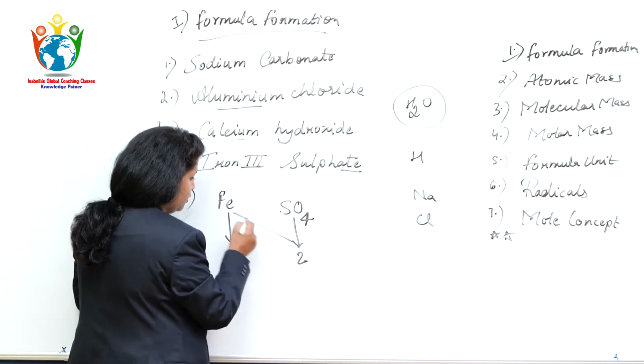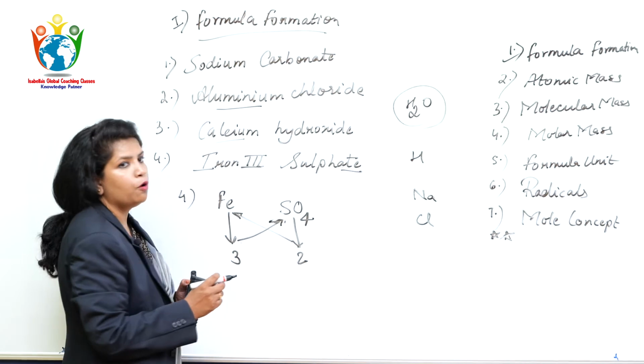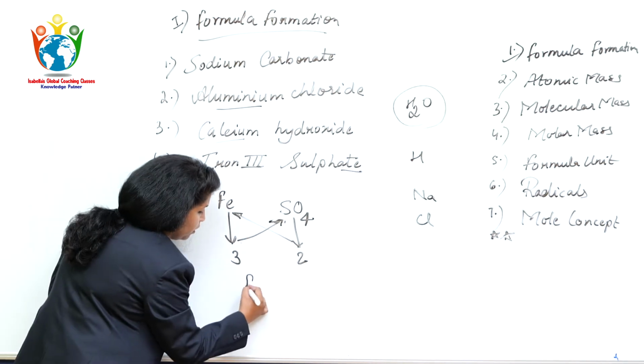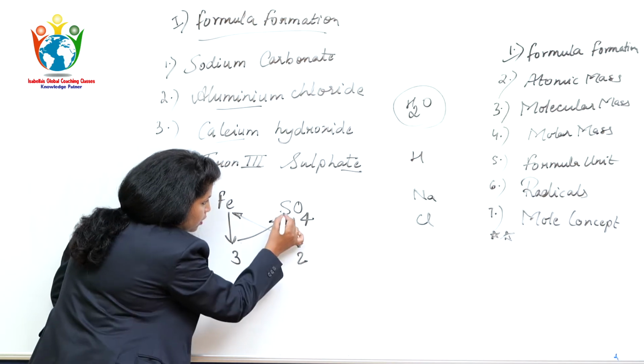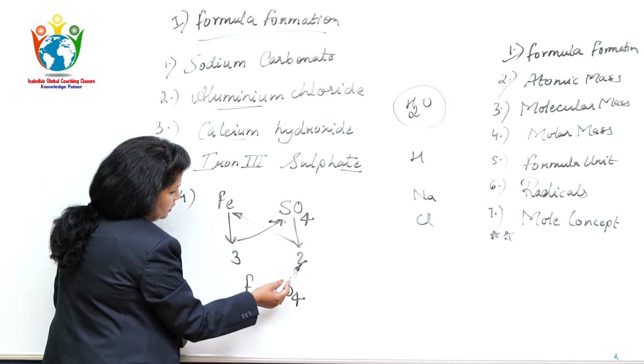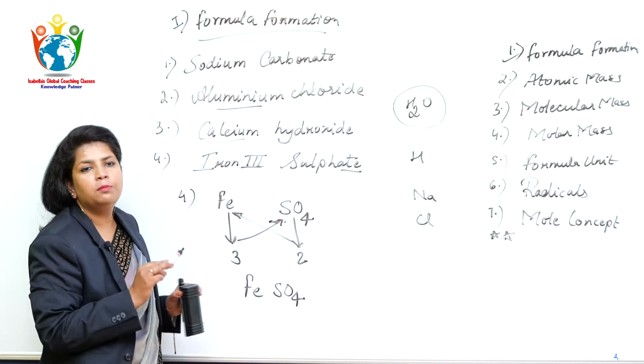In the paper, the question will come: please frame the formula by the crisscross method. This is crisscross. Now you can jot down FeSO4. Now tell me, this 2 is coming to this side. Now some children again don't remember the symbols.